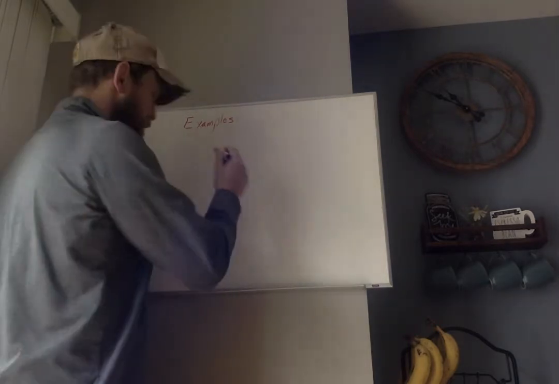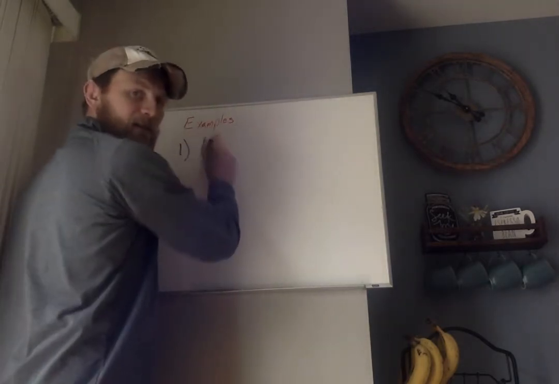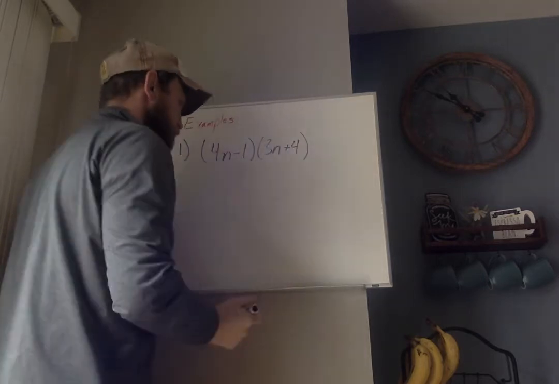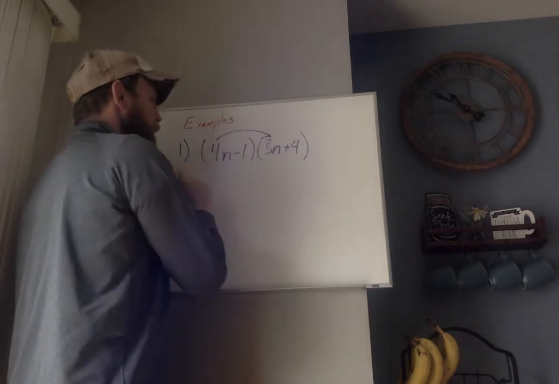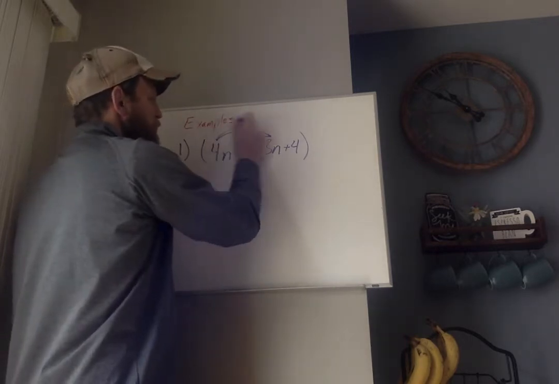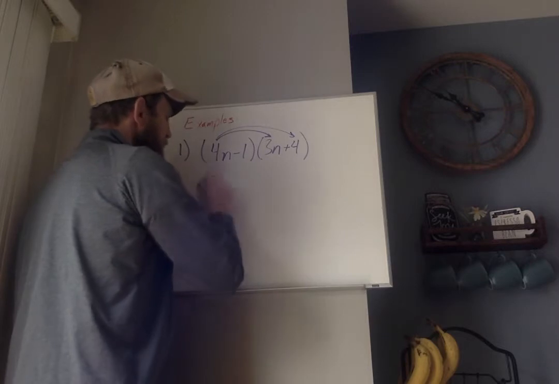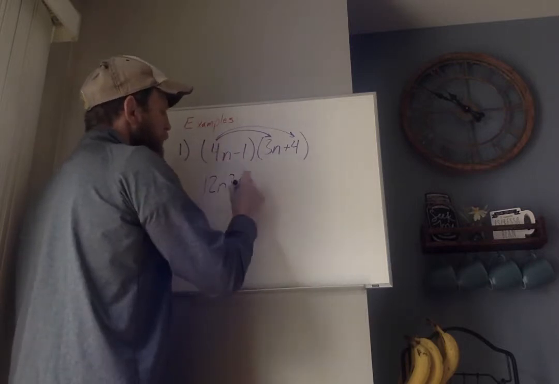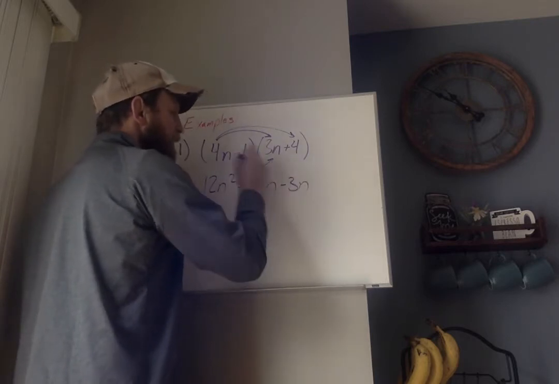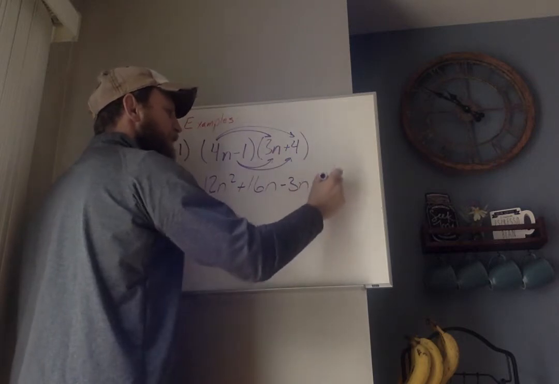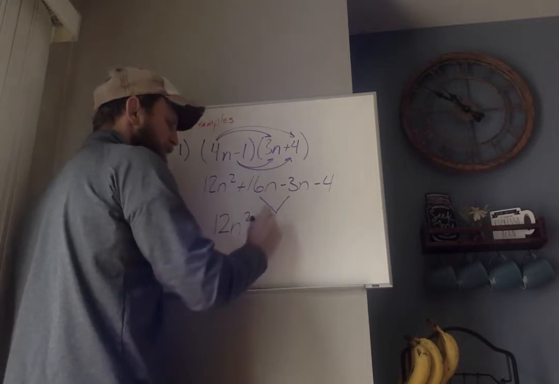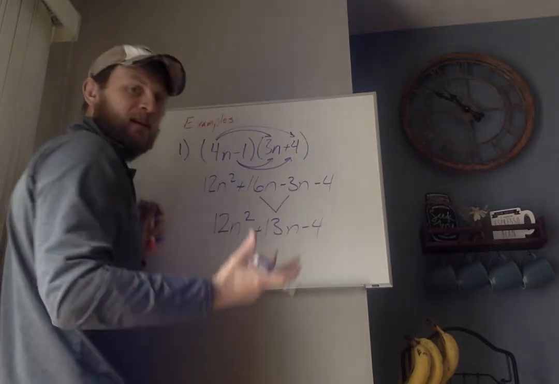So here, this is 4n minus 1 times 3n plus 4. So through the distribution or FOIL method here, okay, notice it doesn't really matter. FOIL is just a specific name, but it's really just distribution. So I'm going to do 4n times 3n, that's 12n squared. 4n times 4, that's 16n. Negative 1 times 3n is negative 3n. Negative 1 times 4 is negative 4. Now I combine my two like terms, so this gives me 12n squared plus 13n minus 4. And there you have it.